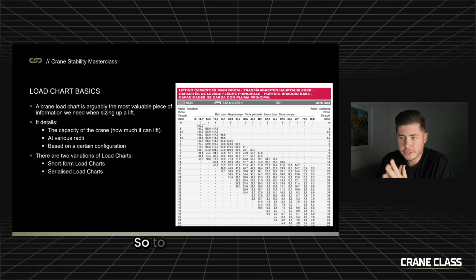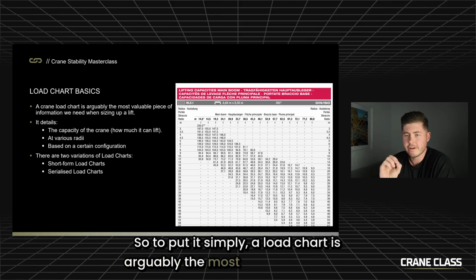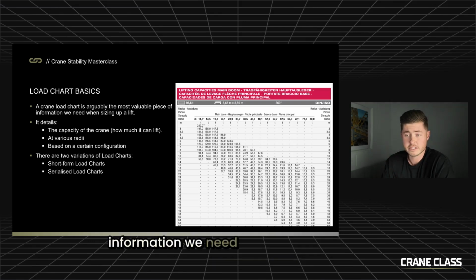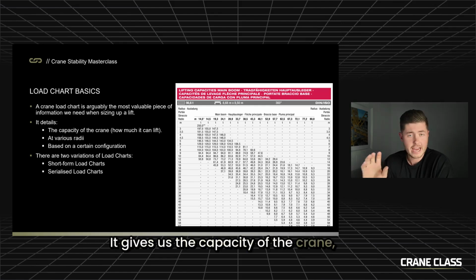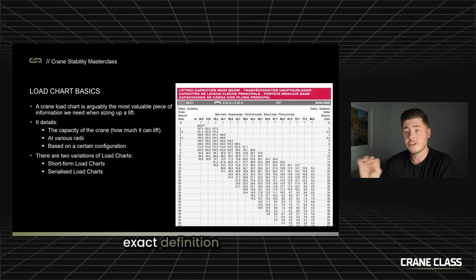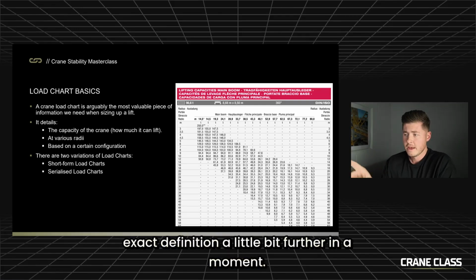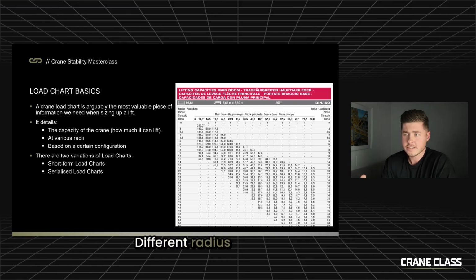Let's start off. To put it simply, a load chart is arguably the most valuable piece of information we need when sizing up a lift. It gives us a few things. It gives us the capacity of the crane, how much it can lift, and we will dive into that exact definition a little bit further in a moment. But it tells us how much we can lift at different radius based on certain configurations.